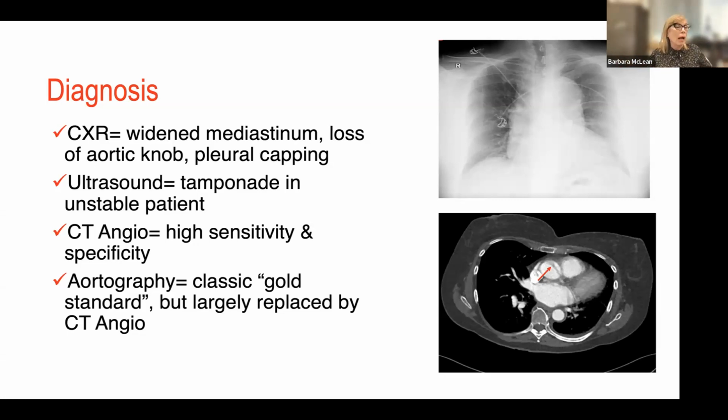So from there, I might do a quick ultrasound to see is the patient actually in pericardial tamponade. So I'm looking for fluid in the pericardial sac and compression of the heart. But most importantly, CT angio is going to be the highest sensitivity and the highest specificity. Used to be that we did an aortogram, but now we do CT angio.